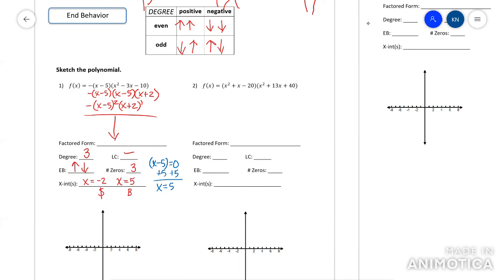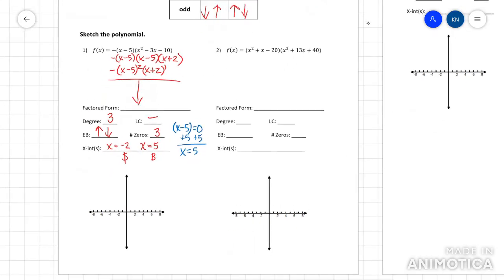All right, so if I was approaching this problem and I needed to graph it, the first thing I would do is put my arrows on the graph. So I'm going to have an arrow here going up and an arrow here going down. That's the first thing I do, and I know that from my end behavior right here. The next thing I would do is put the x-intercepts on the graph. So I've got one at negative 2 and one at 5.